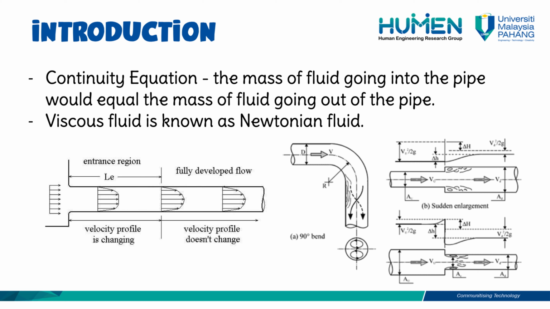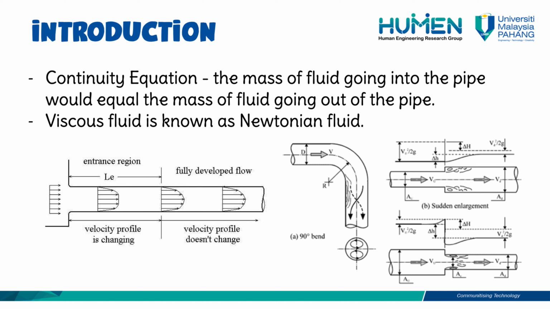Fluid flow in a pipe follows a certain governing equation, and one of them would be the continuity equation, whereby it states that the mass of fluid going into the pipe would equal the mass of fluid going out of the pipe. It also follows the energy equation as well as others. And viscous fluid is known as Newtonian fluid, where when this fluid flows, viscosity comes into effect, causing laminar or in some other cases turbulent flow. Viscosity also causes fluid friction, in effect the reduction of total energy in the fluid flow.